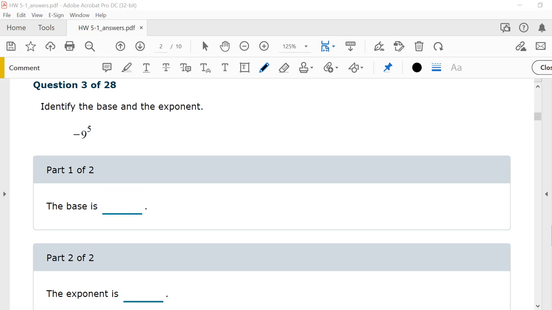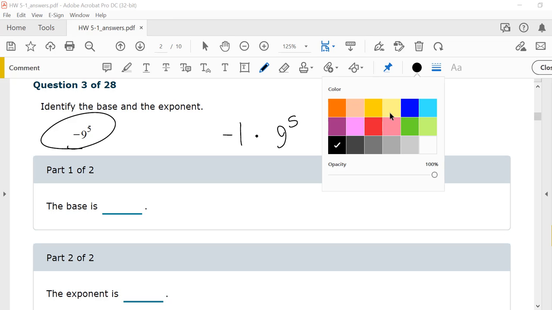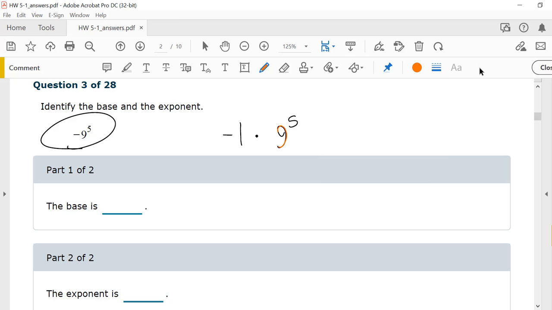Number 3, identify the base and the exponent. This is a little tricky. This does not say -9 raised to the 5th. It actually wants you to do a -1 times 9 to the 5th. That's what this means. -1 times 9 to the 5th. So the base would be just 9, and the exponent would be 5.